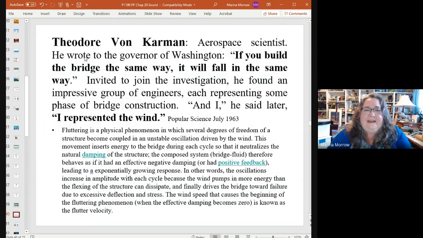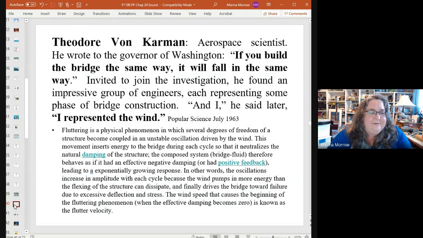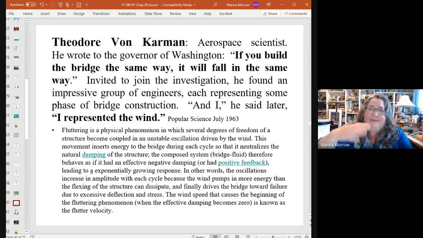Oh, and here are some words by Theodore von Karman, who was the first person to put an object like a bridge in a wind tunnel. People had mostly just done it for airplanes or cars before that. And he said, let's see what happens to a bridge. So they were able to get it to oscillate in the wind tunnel.